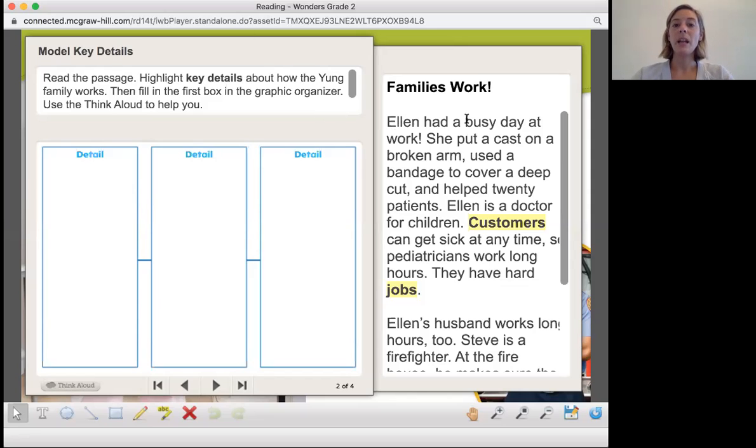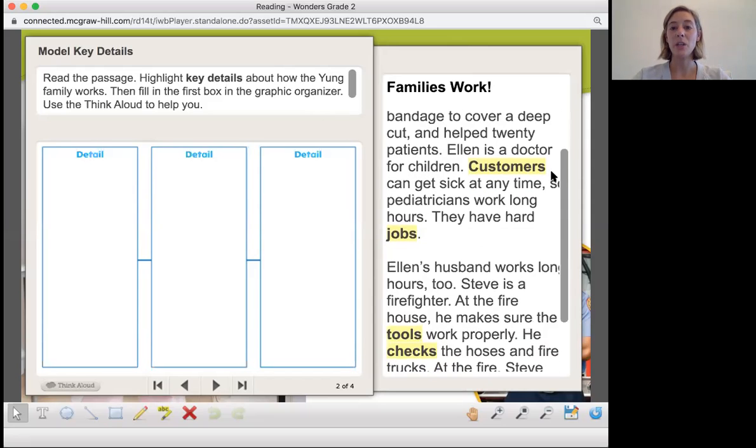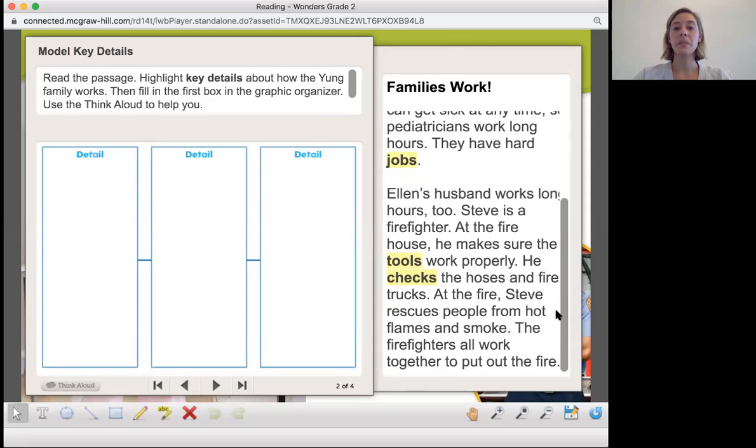Family's Work. Ellen had a busy day at work. She put a cast on a broken arm, used a bandage to cover a deep cut, and helped 20 patients. Ellen is a doctor for children. Customers can get sick at any time. So pediatricians work long hours. They have hard jobs. Ellen's husband works long hours too. Steve is a firefighter. At the firehouse, he makes sure the tools work properly. He checks the hoses and fire trucks. At the fire, Steve rescues people from hot flames and smoke. The firefighters all work together to put out the fire.